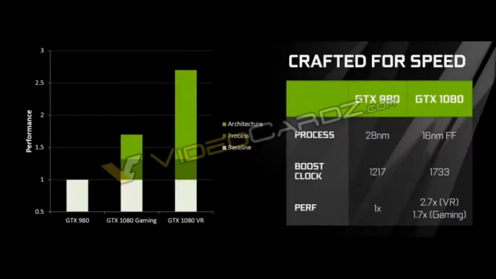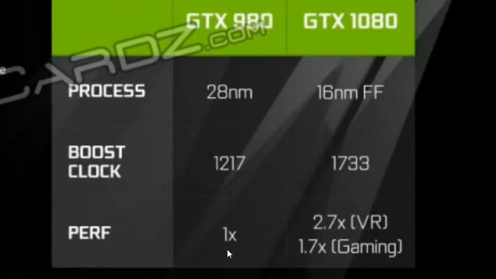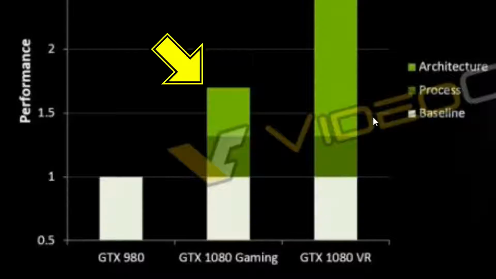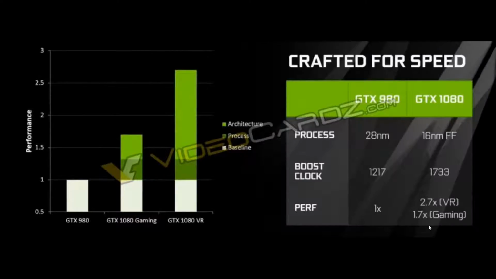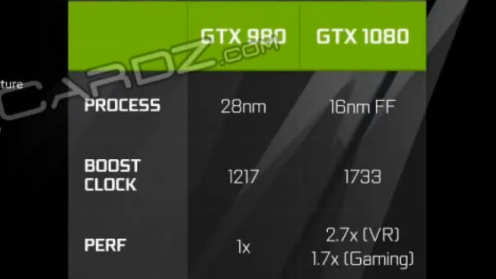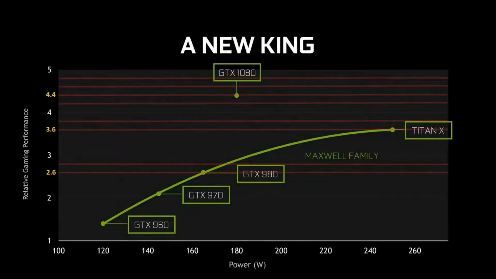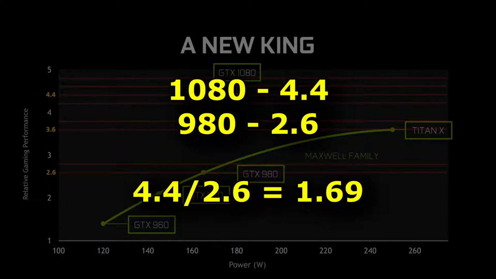Finally, the one look at performance we get, as I indicated in the previous video, is performance 1.7 times over the GTX 980. We can see it on the graph, we can see it over here. This is Nvidia's own slide. Performance will be at best 1.7 times faster than a stock GTX 980. Looking at the chart I made in the last video, 4.4 divided by 2.6 was 1.69, or 1.7 times faster.